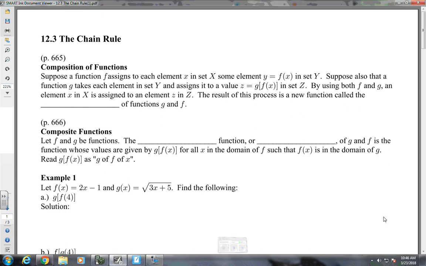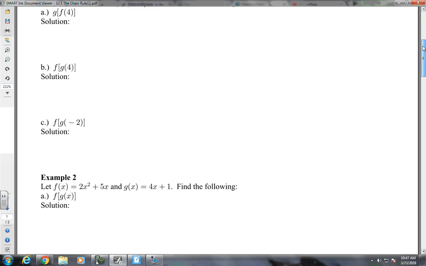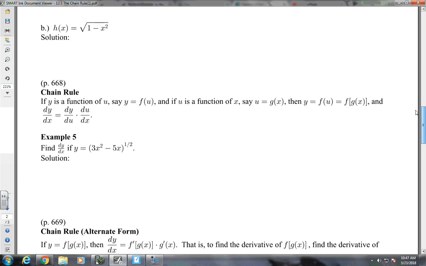In this video, I'll be working examples 7, 8, and 10 from section 12.3. Note that in section 12.3, you're learning how to differentiate compositions of functions, whereas in section 12.2, you learned how to differentiate products and quotients. So take some time to review the rules of compositions, learn the chain rule.